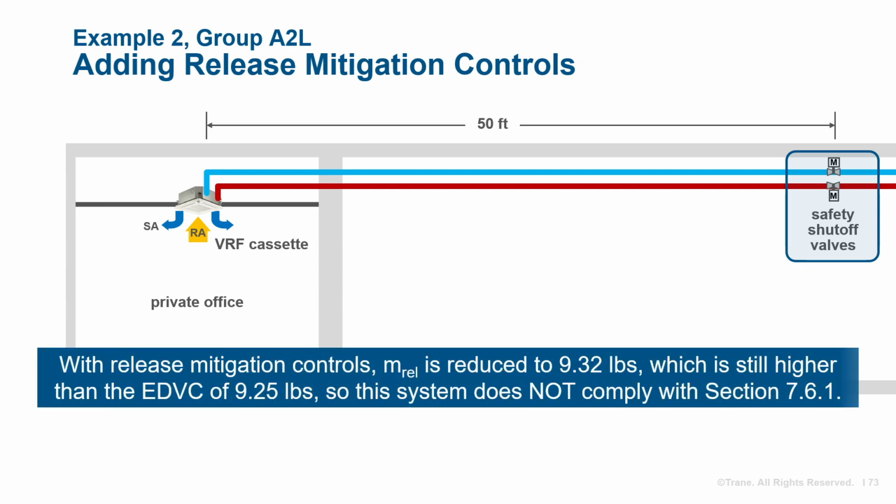With the shutoff valves, the releasable charge is reduced to 9.32 pounds. This is oh so close, but still higher than the EDVC of 9.25 pounds. So the system does not comply. However, most of the releasable charge in this calculation occurs downstream of the shutoff valves after they are closed. So one option would be to simply relocate the valves a little closer to the indoor unit. This reduces the charge and would allow compliance. However, for the moment, let's just leave the valves where they are.